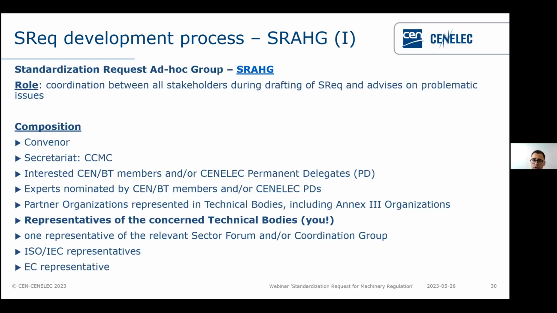Back to the composition, we can have directly CEN-BT members and permanent delegates, or experts appointed by them, and partner organizations, including the Annex 3 organizations, so our societal organizations and SME organizations. As I said earlier, representatives of the concerned technical bodies, so, of course, you will be invited to participate in the SHRAG. One representative of the relevant sector forum, and we do have the CEN and CENELEC sector forum on machinery, can take part, as well as ISO or IEC representatives, and of course, the European Commission can also attend the SHRAG.